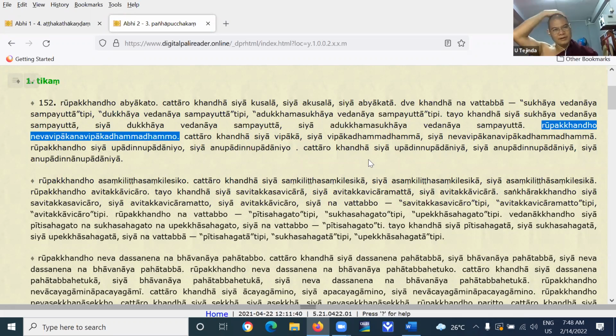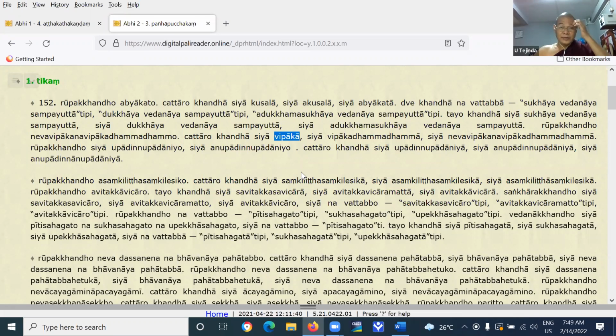So Rupa Khanda is not the result of Kusala and Akusala. The Rupa Khanda has no nature to produce the vipaka. Neva Vipaka Na Vipaka Dhamma Dhamma. Cattaro Khanda siya vipaka, siya vipaka dhamma dhamma, siya neva vipaka na vipaka dhamma dhamma. Cattaro Khanda.